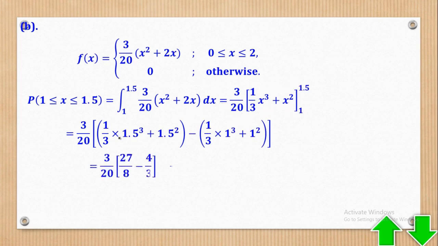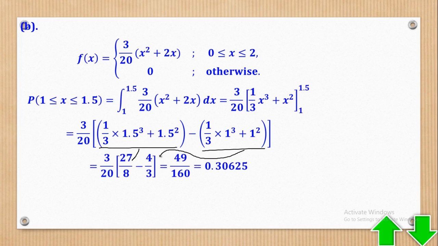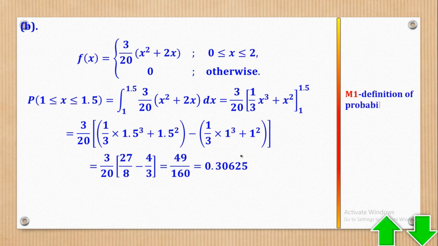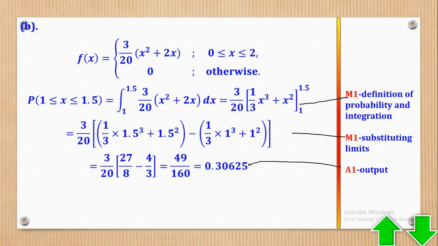The next is to simplify. When I use a calculator, this bracket will simplify to 27 over 8, and this bracket will simplify to 4 over 3, but there is this 3 over 20 outside. Then when I simplify the whole of this, I'll come up with my answer as 49 over 160, or I can put in decimals to become 0.30625. So basically that's what they wanted in part B. Now let's see how marks can be awarded. M1 for definition and integration, so it's given at this step. M1 for substituting, A1 for the output. So that has been part B.